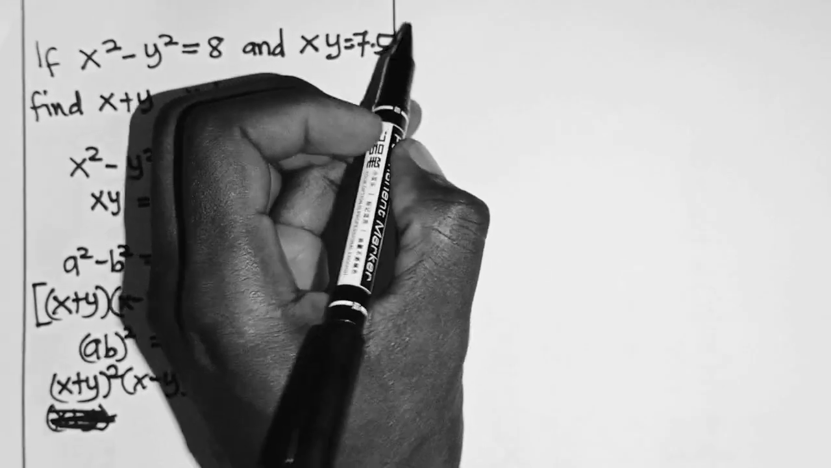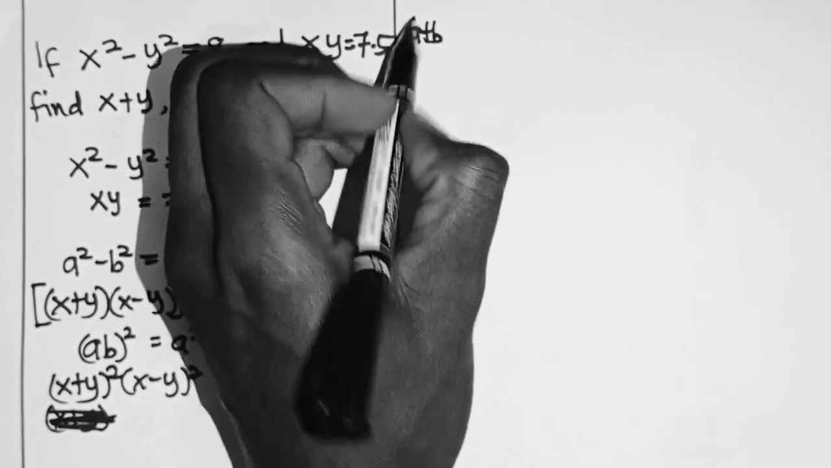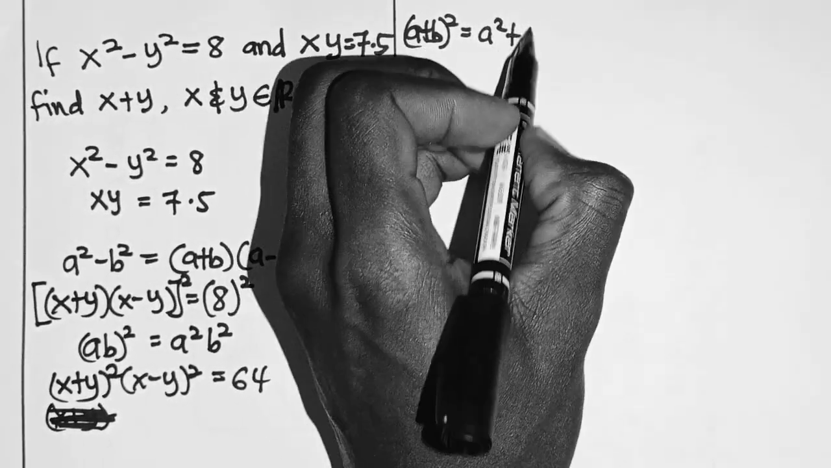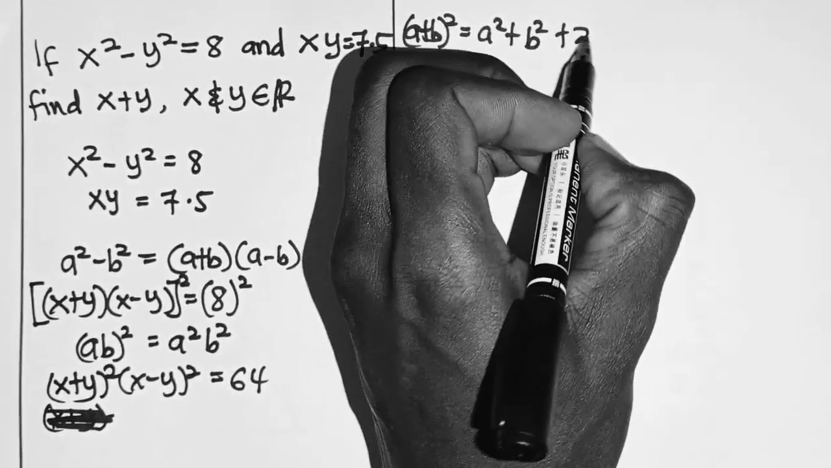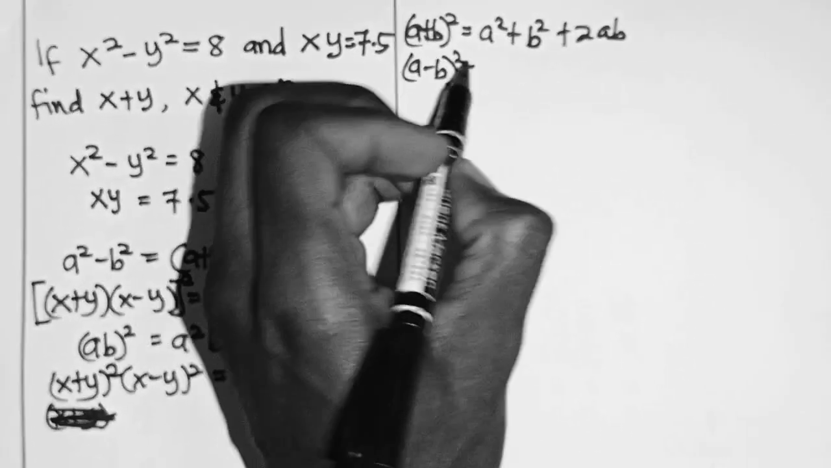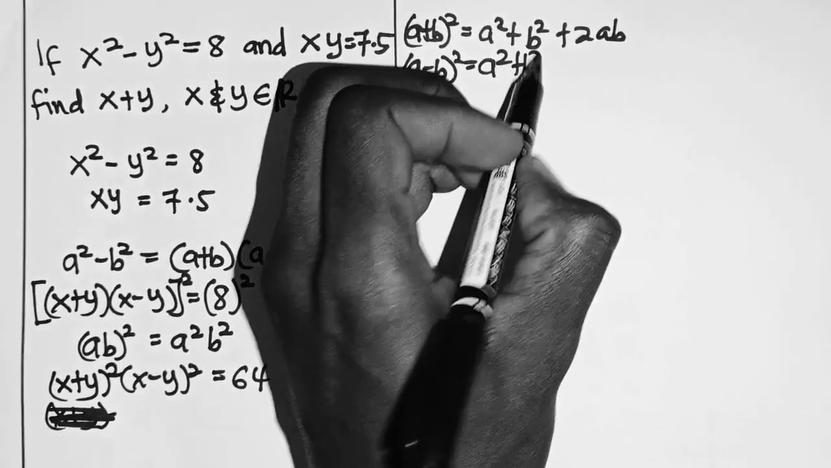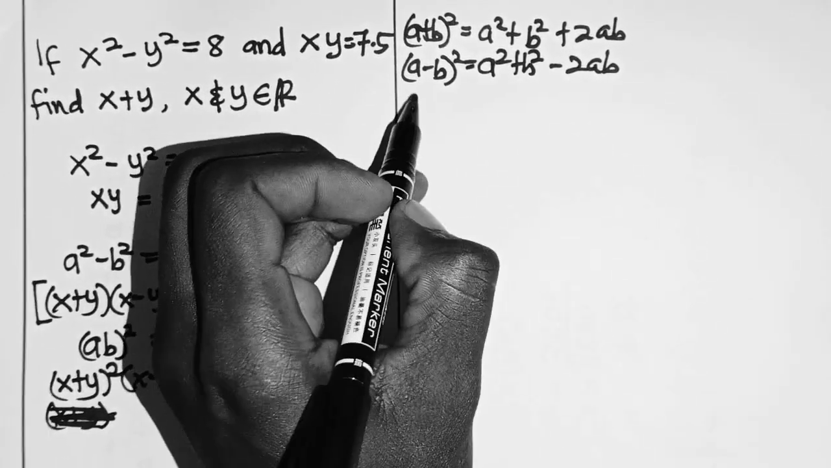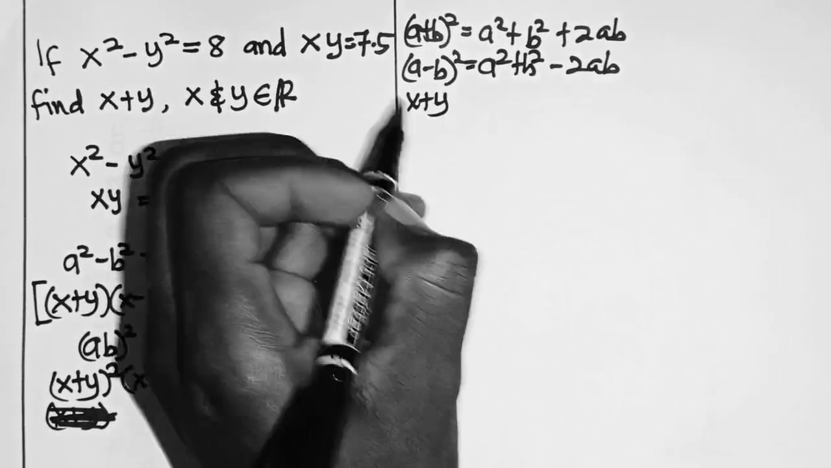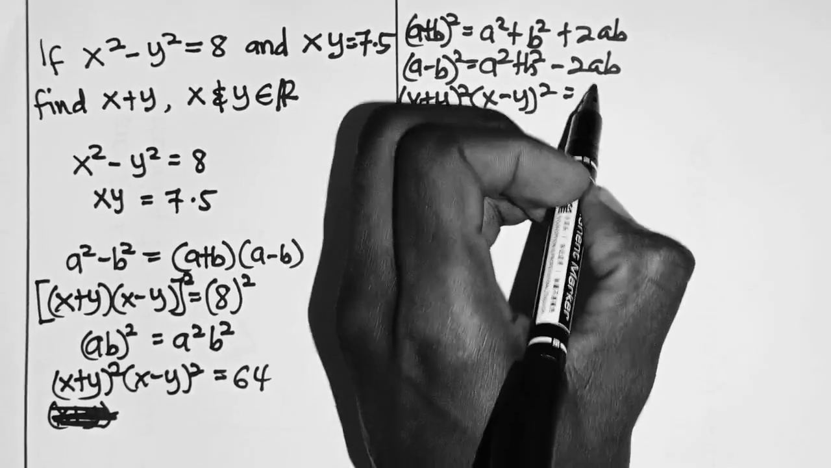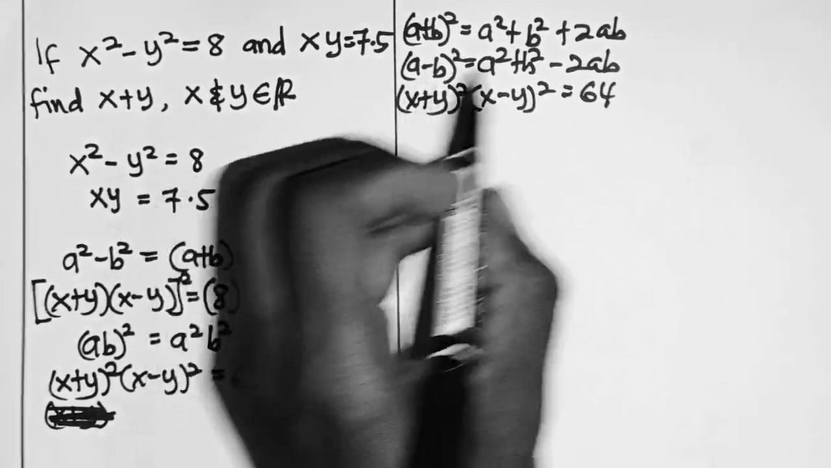So let's continue from here. a plus b all squared is equal to a squared plus b squared plus 2ab. And then a minus b squared is equal to a squared plus b squared minus 2ab. So it means that x plus y squared times x minus y squared, now that is equal to 64. So let's apply this here.